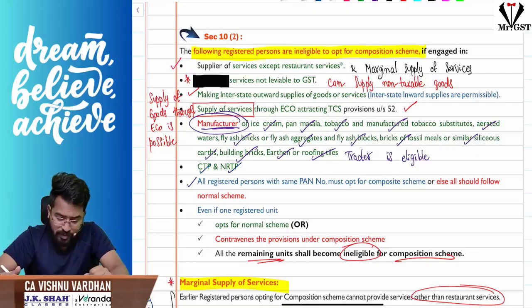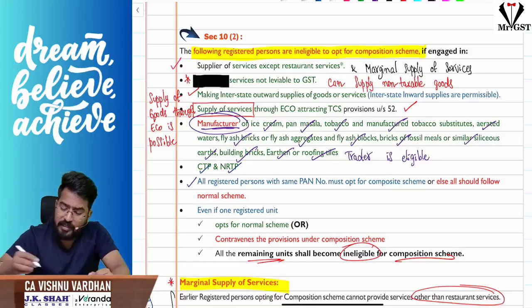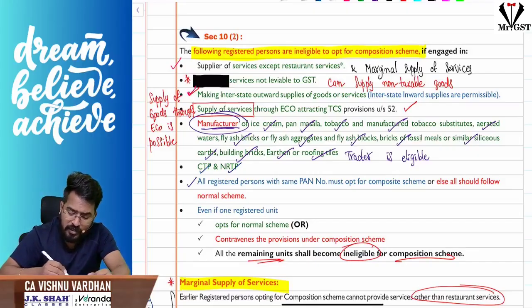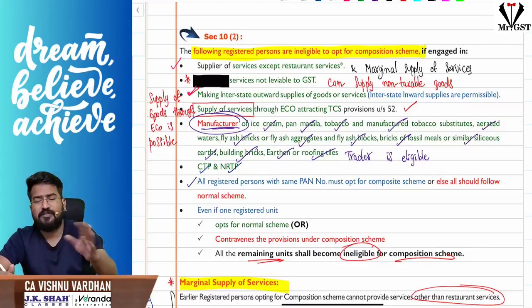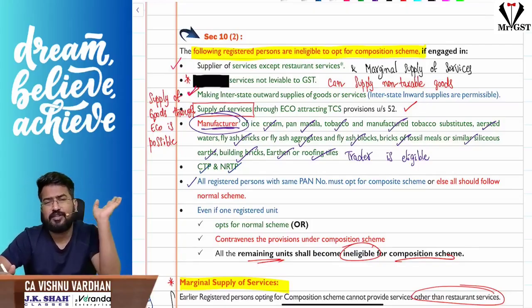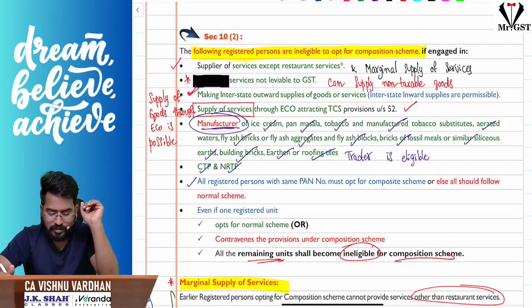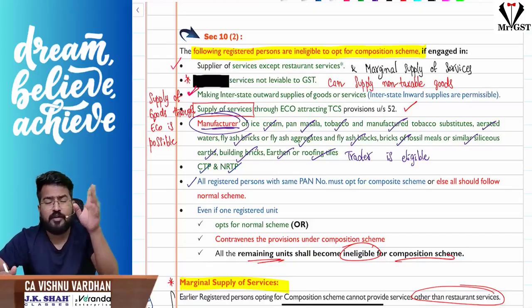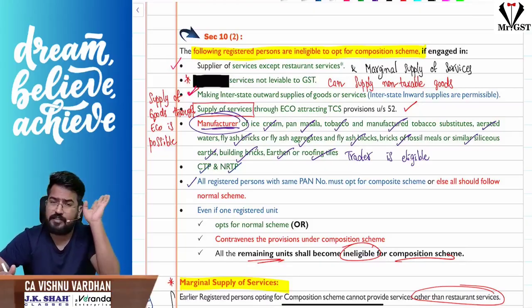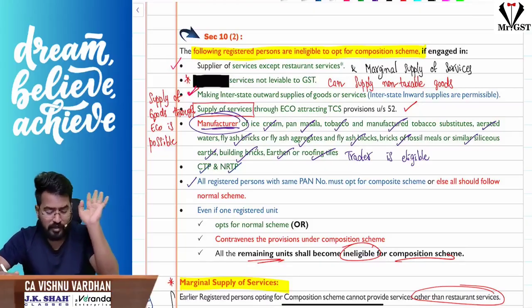Please mark it important. Next, you should not be making any interstate outward supply of goods or service. That means interstate sales are not allowed. Interstate purchase is allowed, but you should not make interstate sales. That is another condition. You should not be supplying services through an e-commerce operator attracting TCS. You can supply goods through an e-commerce operator, that is possible. But if you are under the composition scheme, you cannot supply services through an e-commerce operator who has to collect tax at source under section 52. Another important point for you.